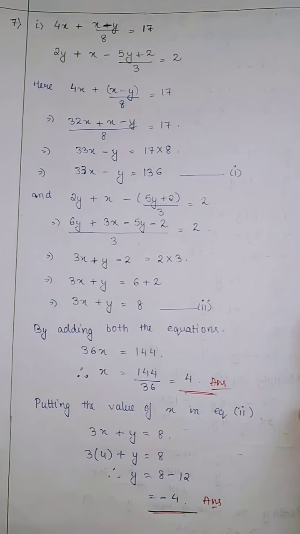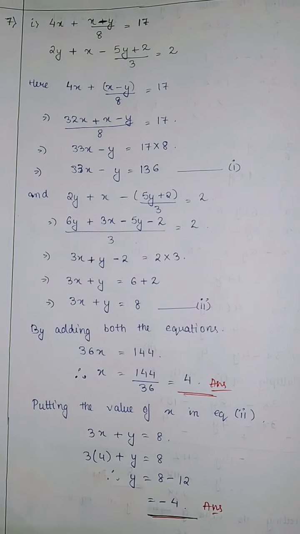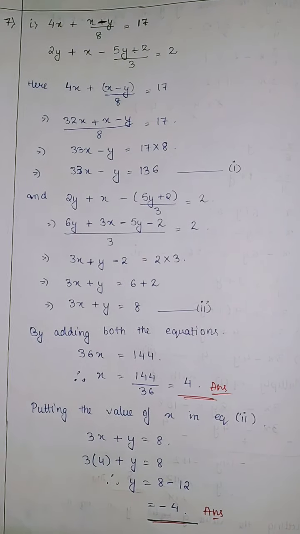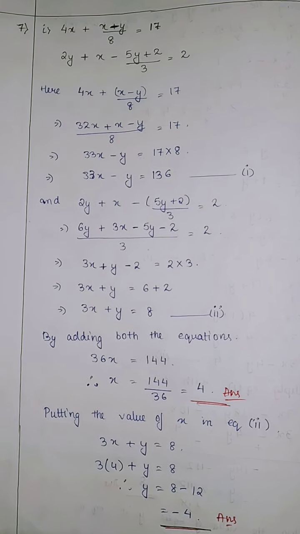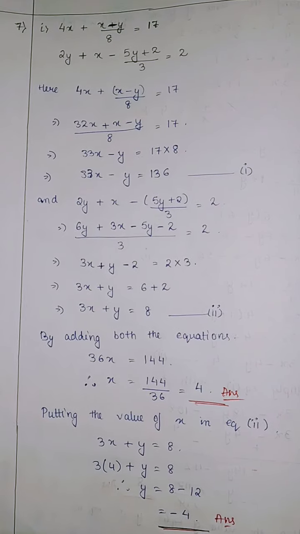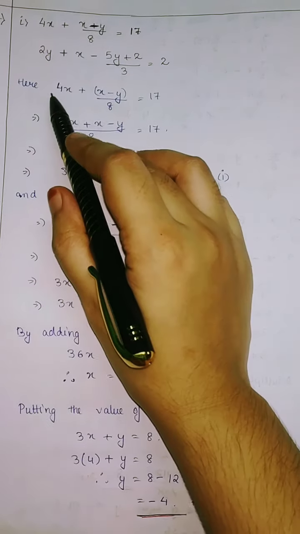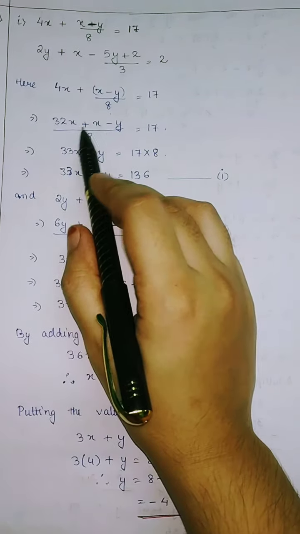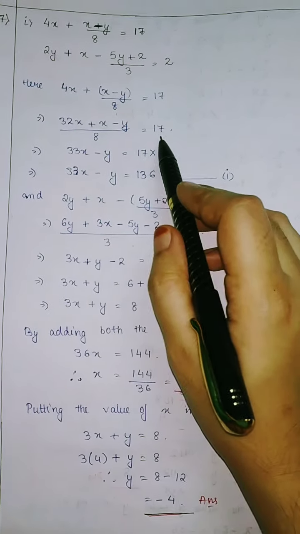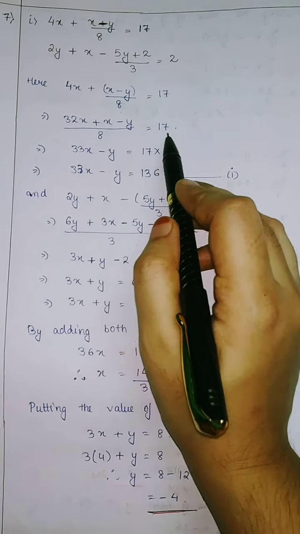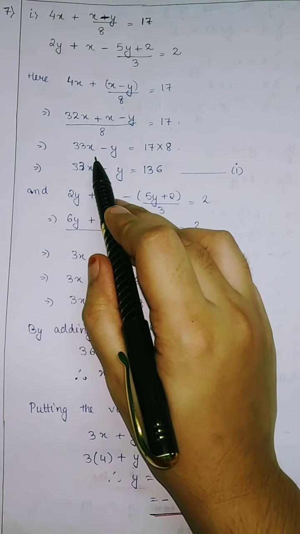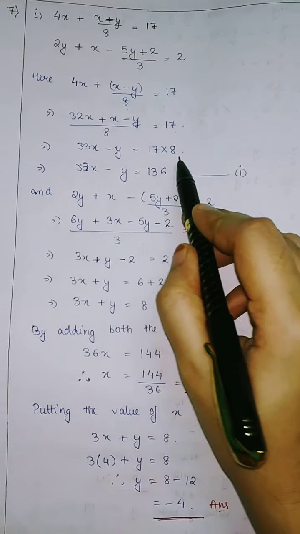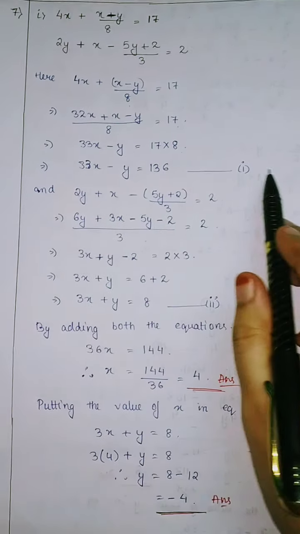Here 4x plus (x minus y) by 8 is equal to 17 and 2y plus (x minus 5y plus 2) by 3 is equal to 2. Again we have to make a simple equation out of it. So how to make it? Again multiply this 8 to 4, so it will become 32x plus (x minus y) by 8 is equal to 17. Now 8 will be shifted to the other side and this will be solved. So 32 plus x is equal to 33x minus y, and 17 multiplied by 8, that is 136. So we have got the first equation.